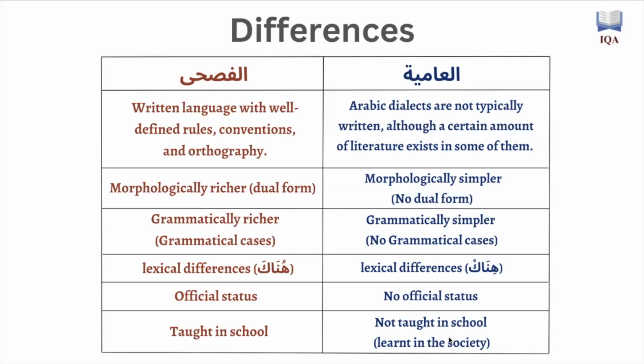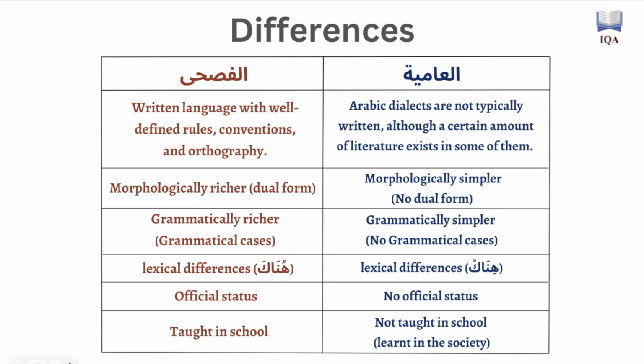So Amiya, colloquial Arabic, is just learned from your parents and from your friends and so on and so forth. And that's why people that are learning Arabic always have a difficulty learning dialectal Arabic, learning colloquial Arabic. Why? Because there isn't that much material out there, right? Because it's not taught in school, even for Arabs. It's just learned in their societies. So these are the main differences between Fusha and Amiya.